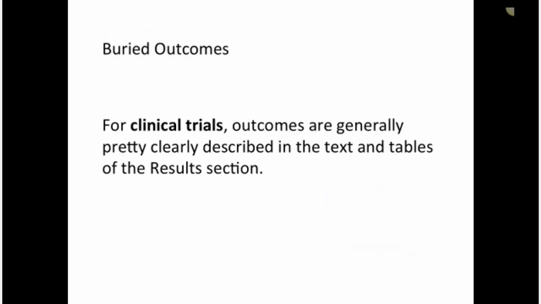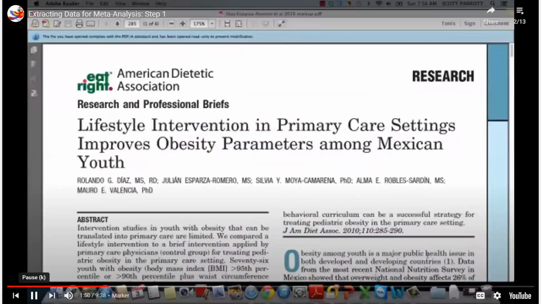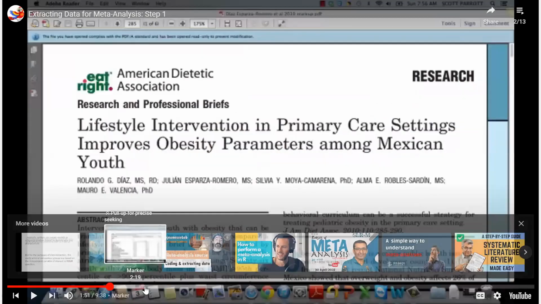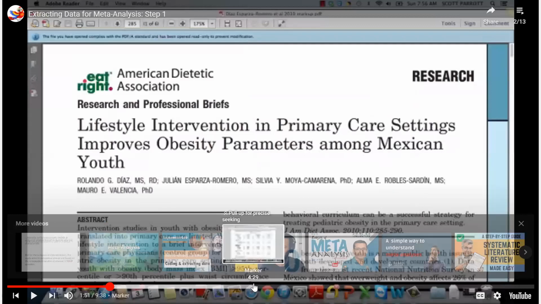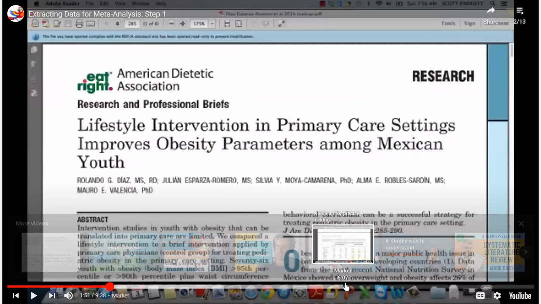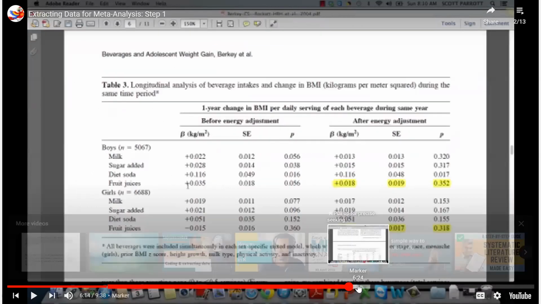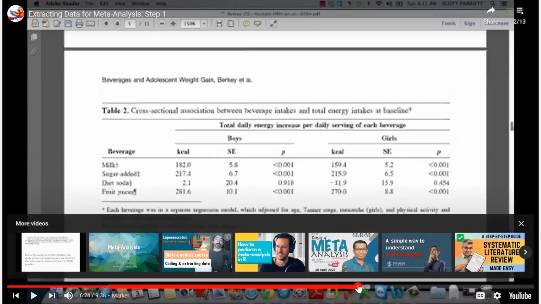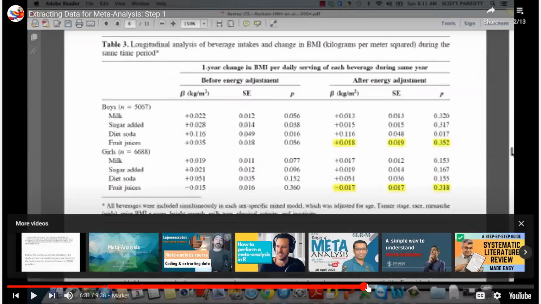For clinical trials, outcomes are generally pretty clearly described in the text and tables of the results section. So if you look down there, you'll find it. And let me show you an example. This is something I'm skipping because they talk about something from medical science. Excuse me, let's go to this part and then see an example of another paper.